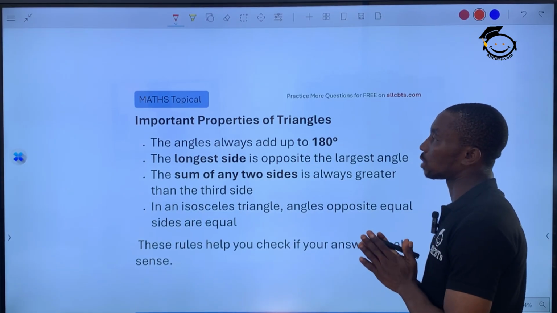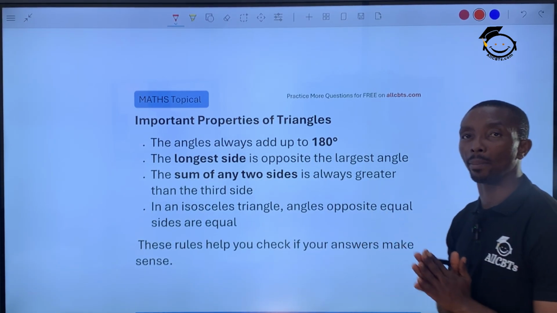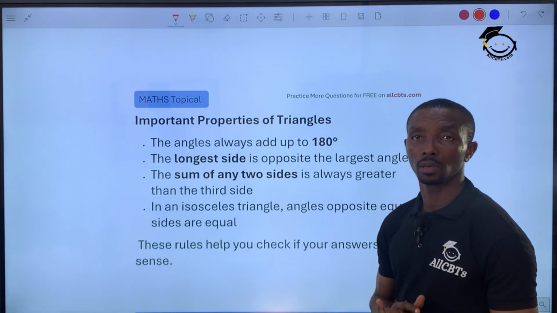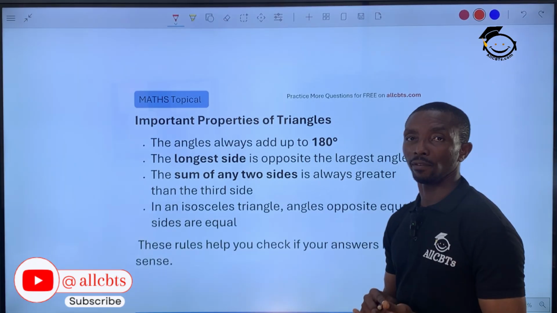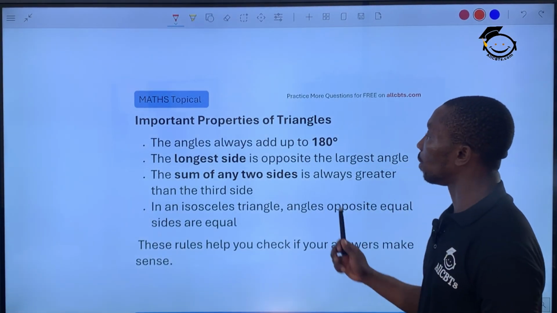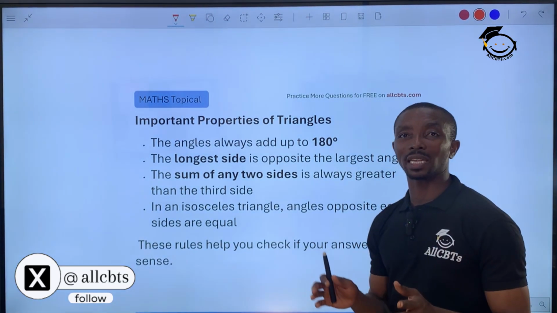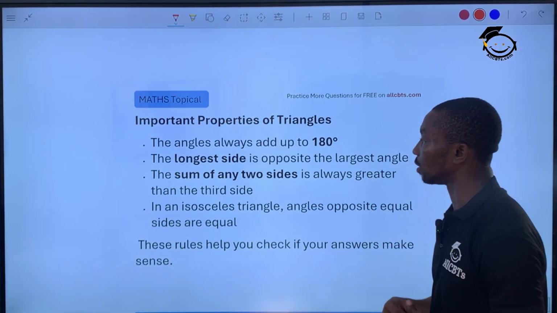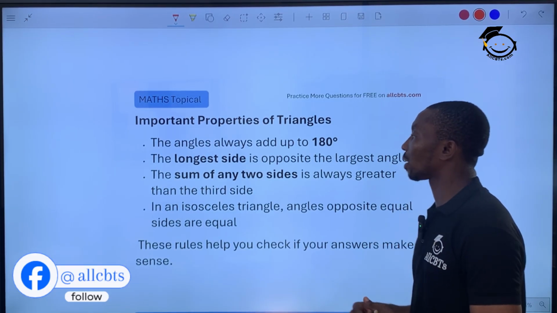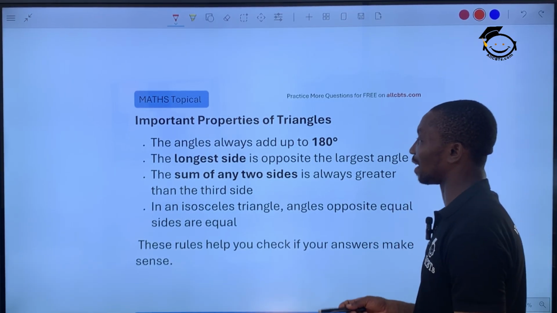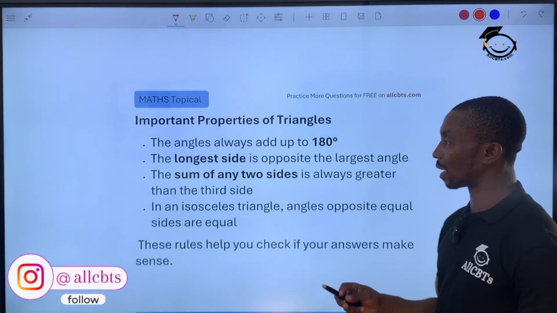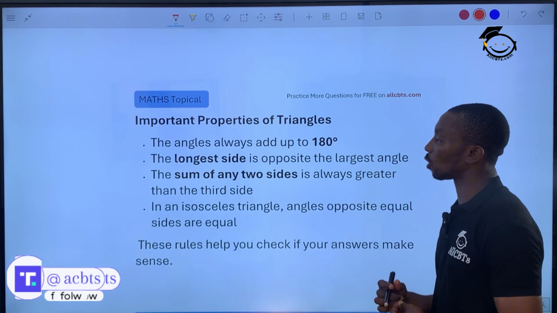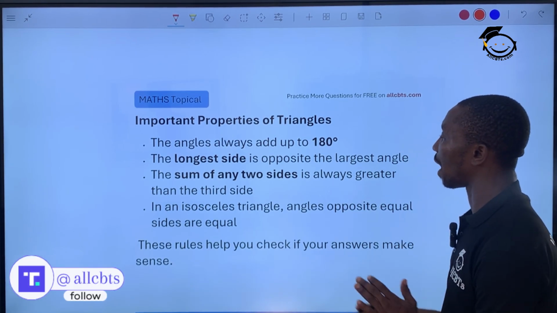Triangles. Important properties to always remember: your triangles have three sides, three angles, and three vertices. The sum of the angles in a triangle adds up to what? 180 degrees. The longest side is always opposite the largest angle.